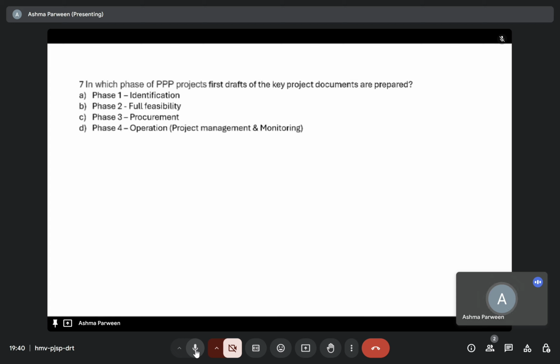So the question is, in which phase of a PPP project are the first drafts of the key project documents prepared? A, phase one identification. B, full feasibility. C, phase 3 procurement. Or D, phase 4 operation, that is project management and monitoring. So again, I'll give you 2 minutes. Just take your time, write the option in the chat box, and then we will discuss.